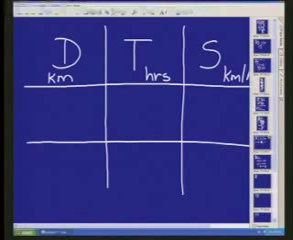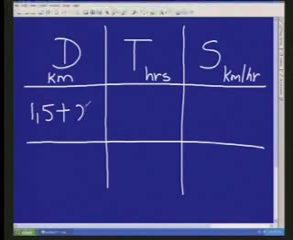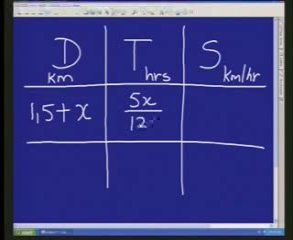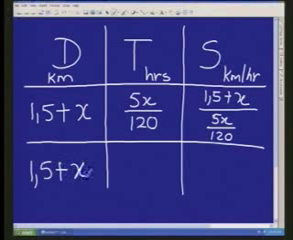So our first distance, remember, the train and the tunnel, would have been 1.5 plus the train's length, which was X. So that's the total distance. And the time it took the train to travel that distance was 2.5X minutes, which becomes 5X/120 hours. All right, and so what was the speed of that train? Distance over time, which is (1.5 + X) divided by 5X/120.